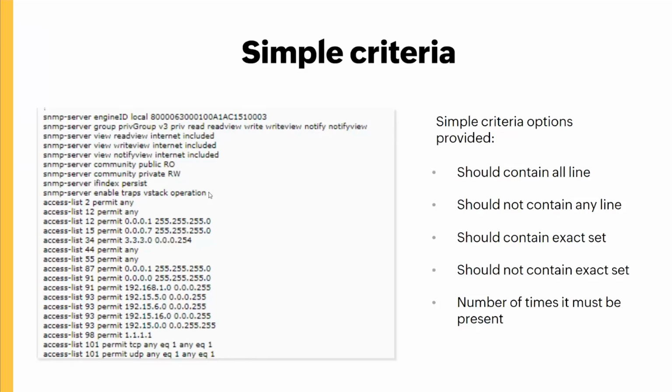So now let's start with the simple criteria. Here, during NCM's compliance check, you can select options like what should or shouldn't be contained, whether it should be an exact set or not, and specify the number of times it must appear in our device's configuration. So let me show you this in the UI.